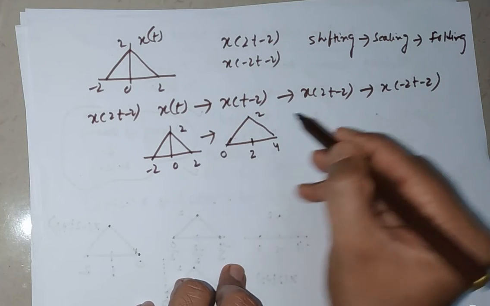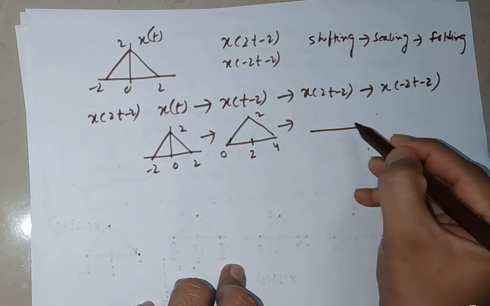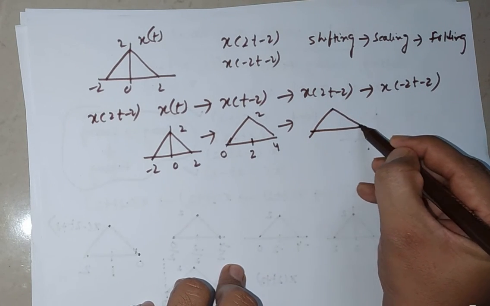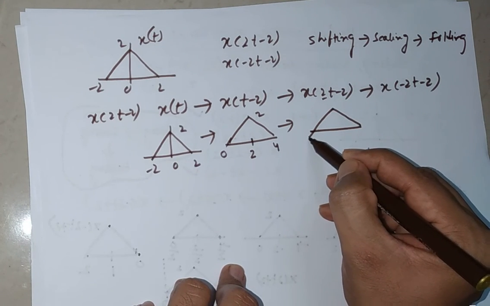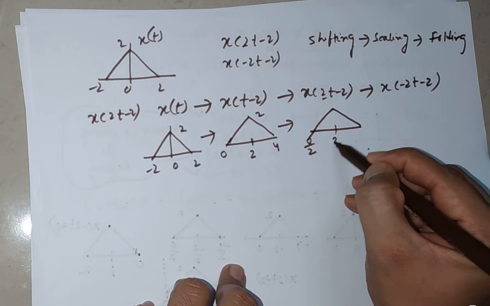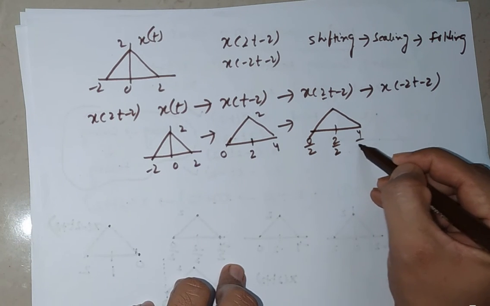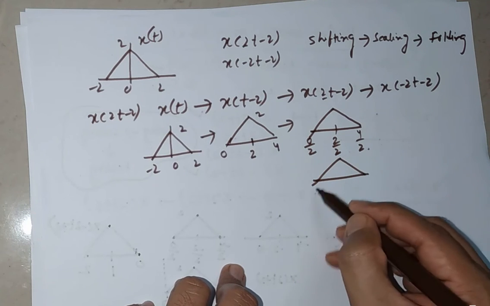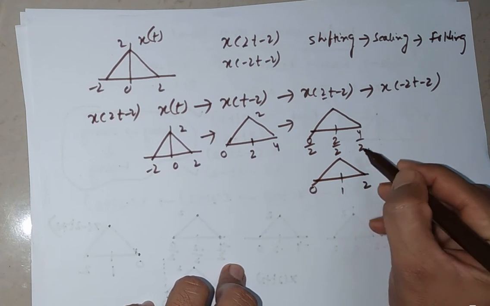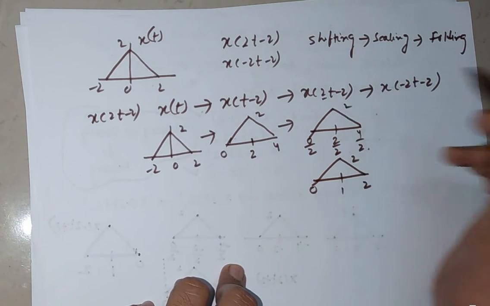Then x of 2t minus 2: scaling means divide the time limit by the scaling factor 2. Then this 0 becomes 0 by 2, 2 becomes 2 by 2, 4 becomes 4 by 2. That is what you are getting, 0, 1, 2. There is no change of amplitude.